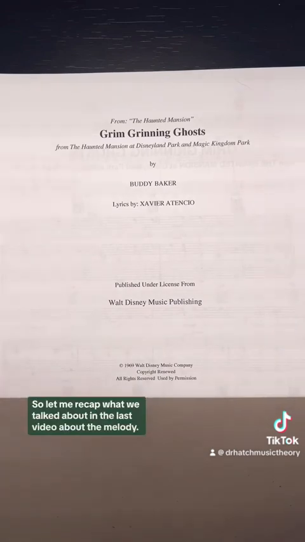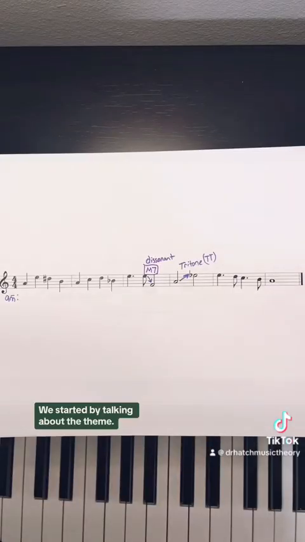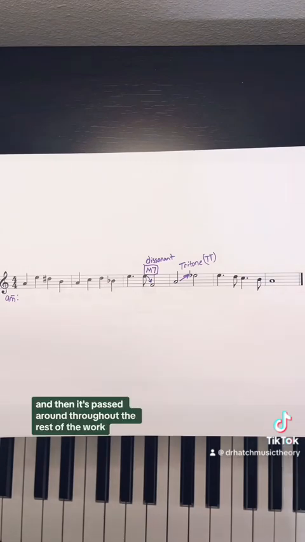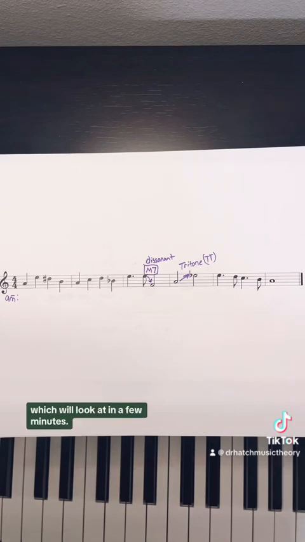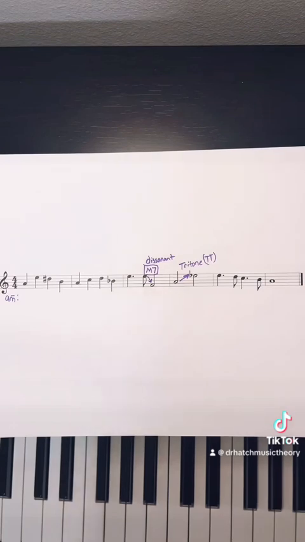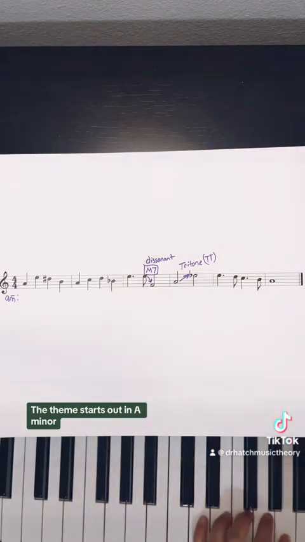So let me recap what we talked about in the last video about the melody. We started by talking about the theme. This theme starts out in the bass. It's only 6 measures long. And then it's passed around throughout the rest of the work in 2 different ways, which we'll look at in a few minutes. The theme starts out in A minor.